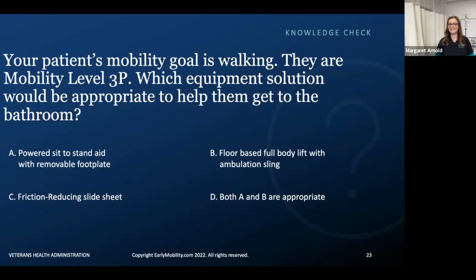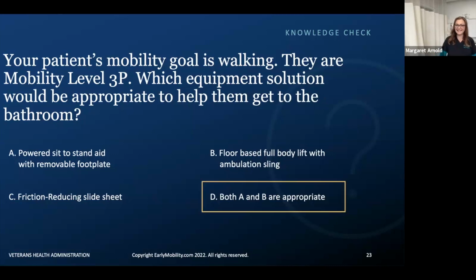A, a powered sit-to-stand aid with a removable foot plate. B, a floor-based full body lift with an ambulation sling. C, a friction-reducing device. Or D, both A and B are appropriate.